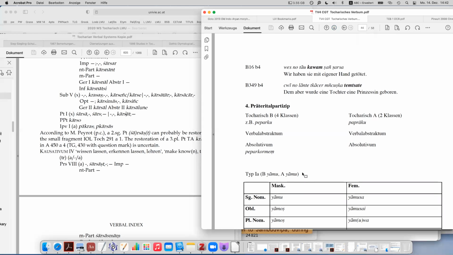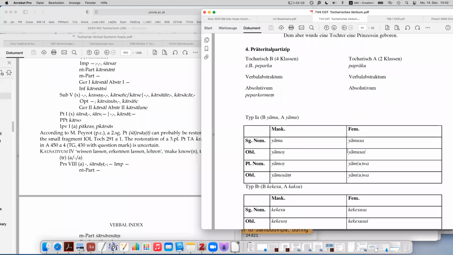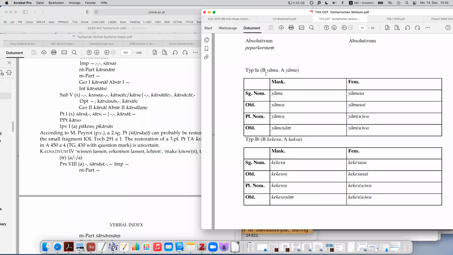And then let's talk about the last category, the preterite participle. There are actually 4 different kinds in Tocharian B, but in Tocharian A, there are 2 kinds. But basically, you can distinguish between 2 categories. The first one is without reduplication, and the second one is with reduplication. So for example, this word means to make. This is one of the most productive, popular words in Tocharian.